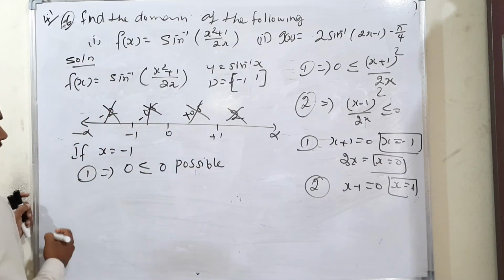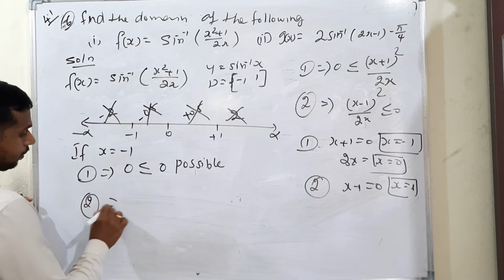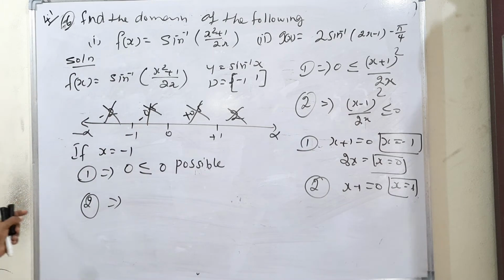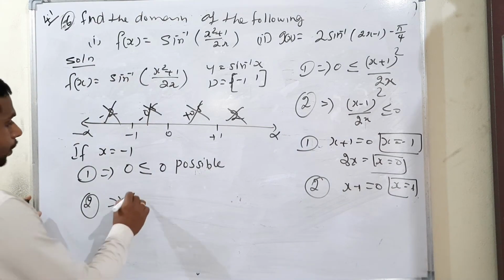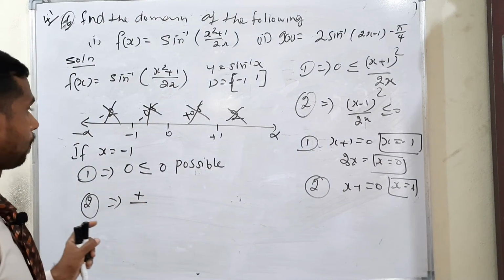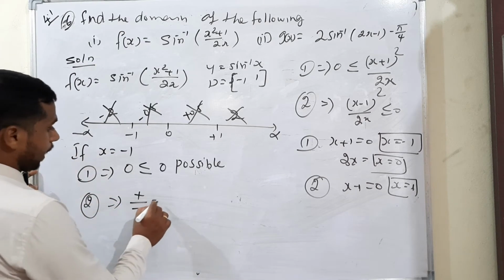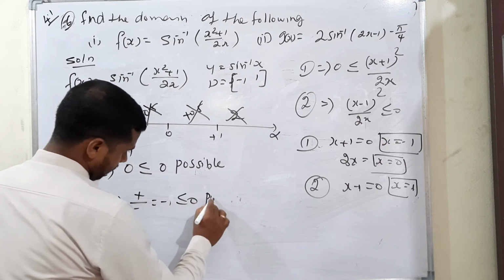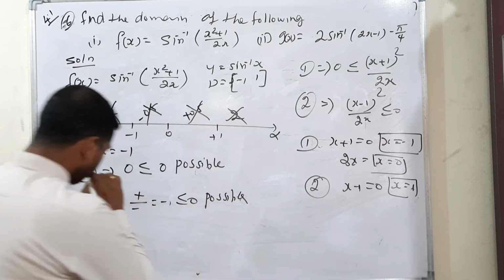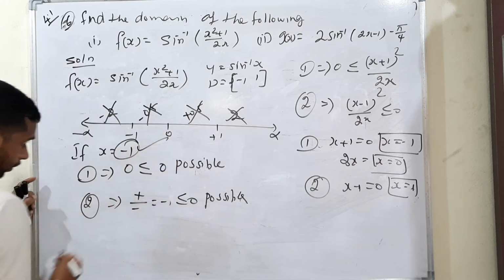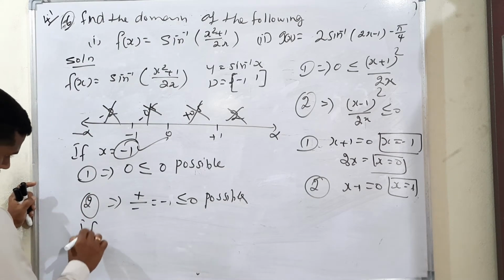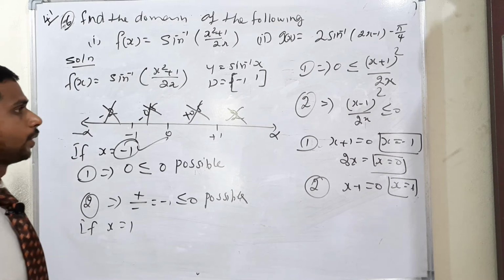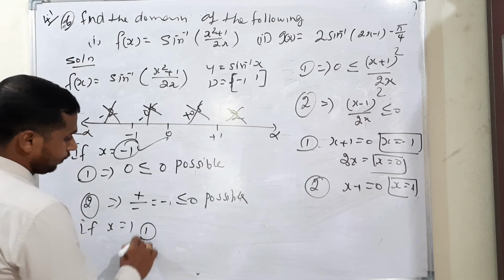Now second case, starting with the minus 1. So minus 1 minus 1 means minus 2. So minus 2 the whole square means positive divided by minus. Answer will be minus less than or equal to 0. This case also possible. Okay. So minus 1 is correct. Okay. Next one, positive 1 means if x is equal to positive 1, what will happen? If x is equal to positive 1 means case number 1.